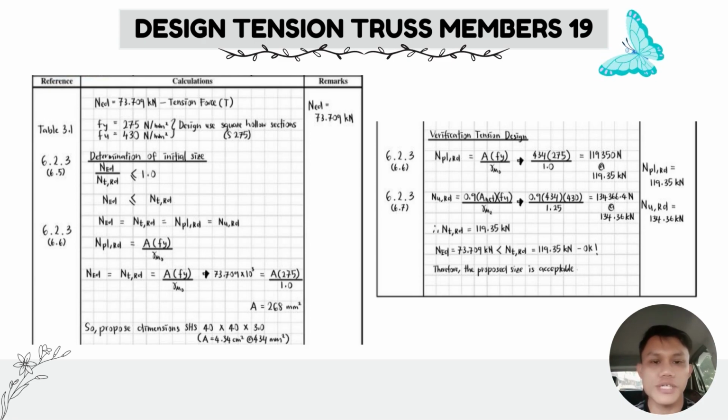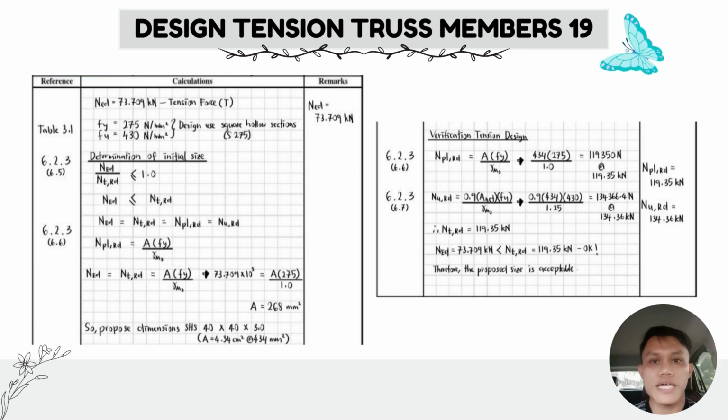I will continue our group presentation by explaining the design intention of truss members. So for the first one, we'll go through the design intention of truss members. We chose member 19. The NEd value we get from STAAD.Pro is 73.709 kilonewtons. Then, for Table 3.1, we carry out the values of fy and fu. Then we propose the initial size, so we calculate the Npl,Rd.